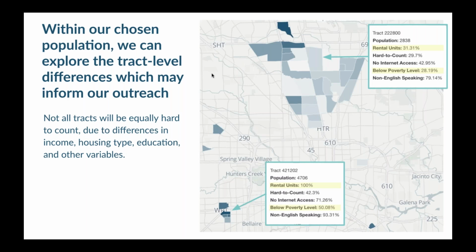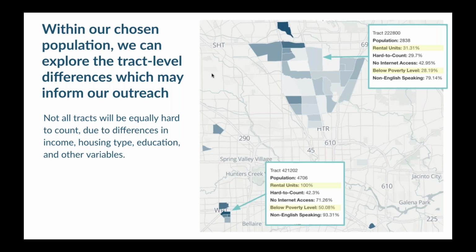So then if we go down to the southwest part of Harris County, there's this really small tract, though it's very dense. The population is actually much larger than the first tract we were looking at. And here, the percent of rental units is 100%, and almost twice as many people are below the poverty level. And this tract also, not surprisingly, has a higher hard to count score, which is likely related to the fact that there's more rental units and more people living in poverty.